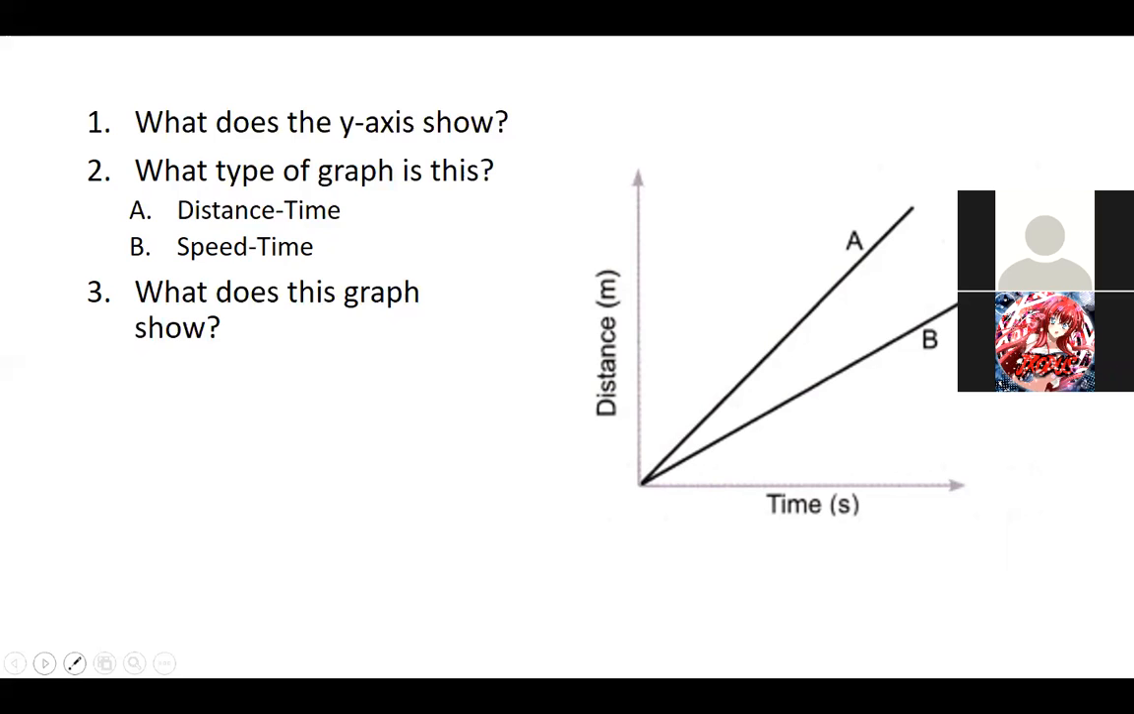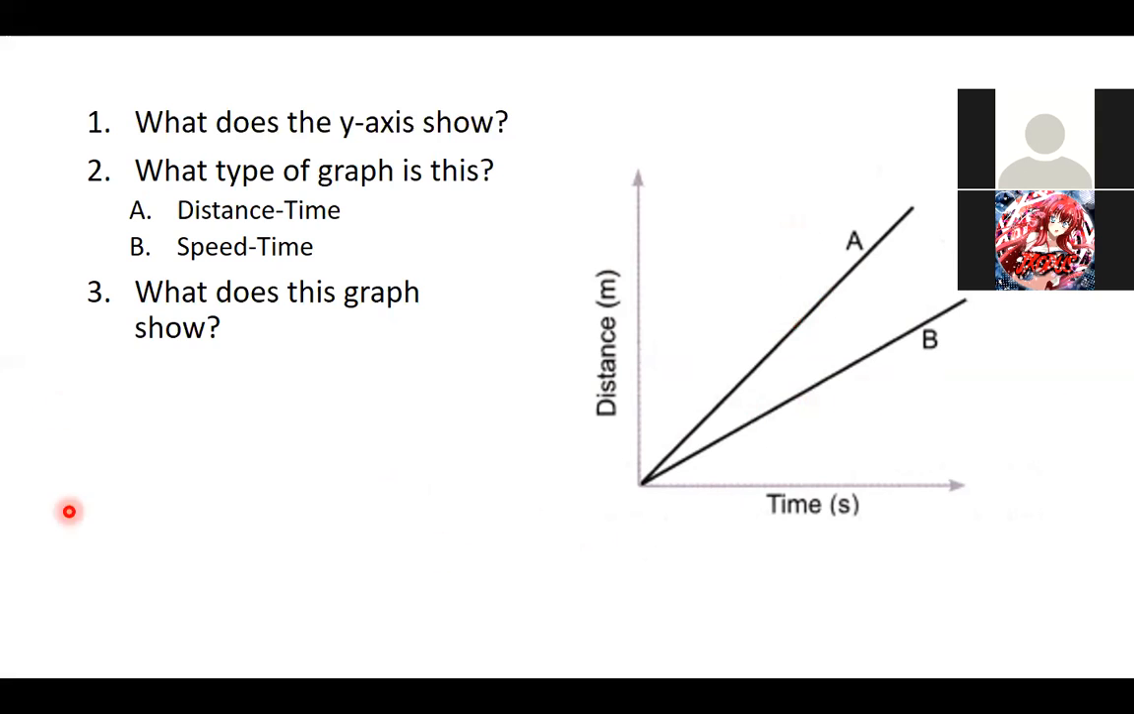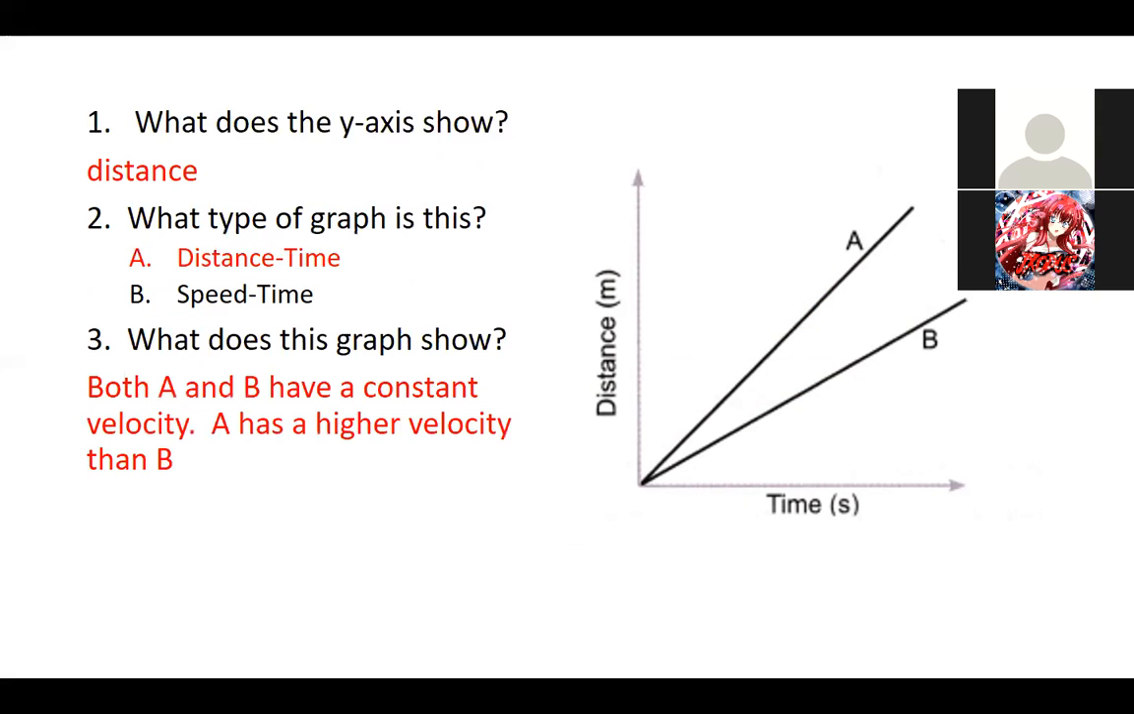And what is this graph showing? Well, let's see. What can you tell me? Can anybody tell me anything about A compared to B? A is faster than B. A is moving faster than B. Very nice. So distance, time, both A and B are moving at a constant speed or velocity, but A is moving faster. Very good.